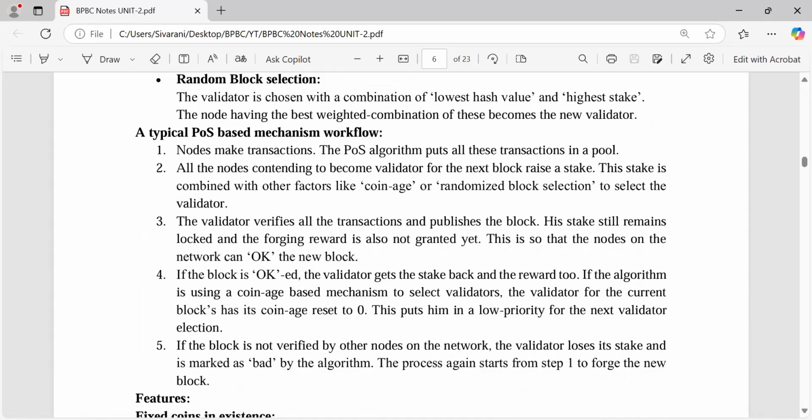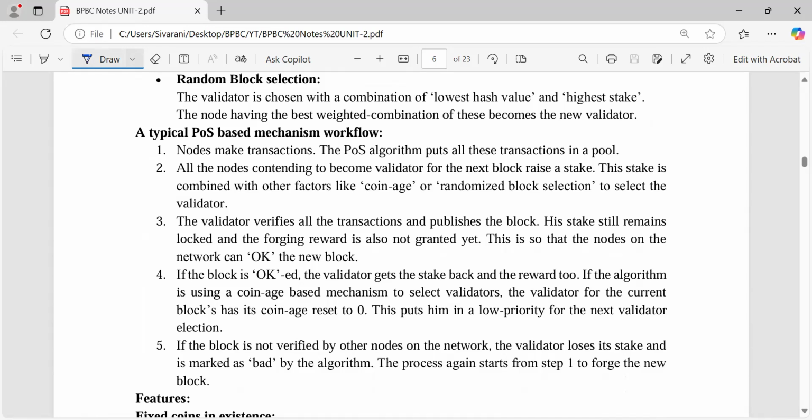If the algorithm is using the coin age based mechanism to select validators, the validator's coin age is reset to 0 after that. It puts him in a low priority for the next validator election. If the block is not verified by other nodes on the network, the validator loses its stake and is marked as bad by the algorithm. The process then starts again from step 1 to forge the new block.